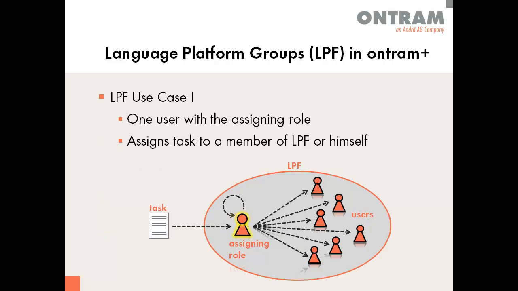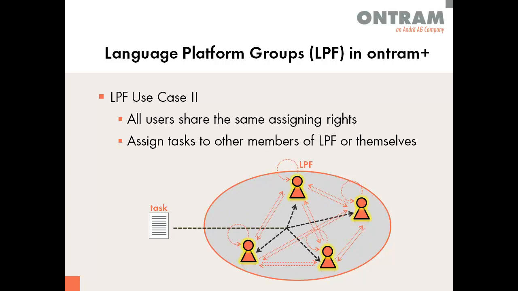There are two different use cases of language platform groups in ONTRAM. The first possibility is that one member of the group who has the assigning role can assign the task to other members of the language platform group or himself. The other use case is that all members share the same rights and can assign themselves or other members of the group to a certain workflow role.